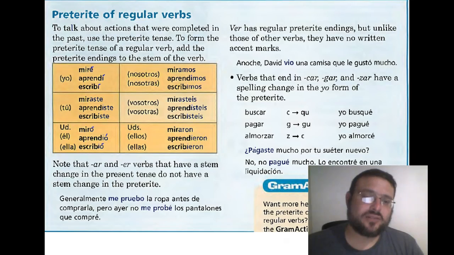Okay, so moving on, we have ustedes, ellos, and ellas. We have the -aron, A-R-O-N, the -aron for the AR verbs.